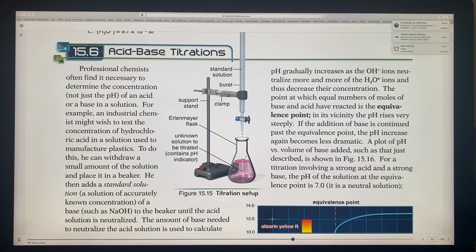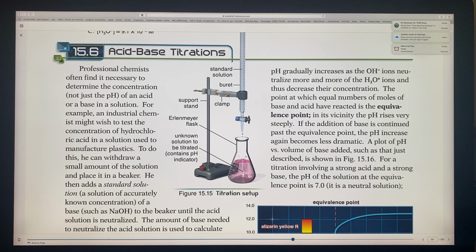So we're on chapter 15, section 6 in your chemistry book. And now we're going to be talking about acid-base titrations. So what is an acid-base titration? Well, it's what professional chemists do to find out exactly how much solution of base they need to neutralize an acid.